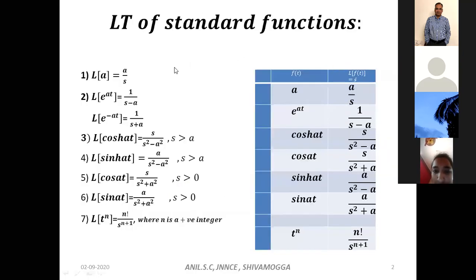These are the standard transformations. You have to memorize these results and no proof is required. Laplace transform of a is a by s, e power at is 1 over s minus a, e power minus at is 1 over s plus a, cos hyperbolic at is s divided by s square minus a square, sin hyperbolic at is a divided by s square minus a square, cos at is s divided by s square plus a square, sin at is a divided by s square plus a square, and t power n is n factorial divided by s power n plus 1. These are the 7 standard Laplace transformations. If you want, you can make a note of this.